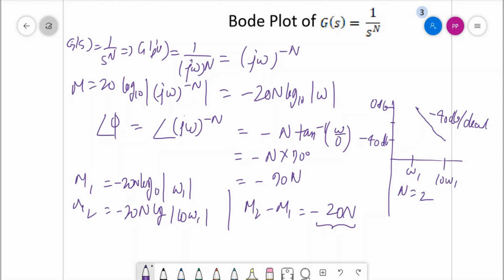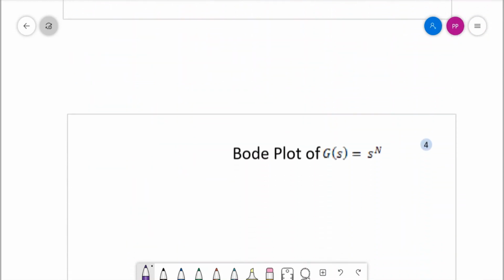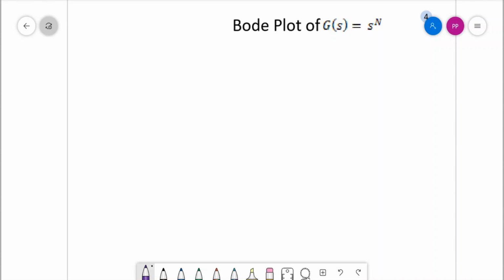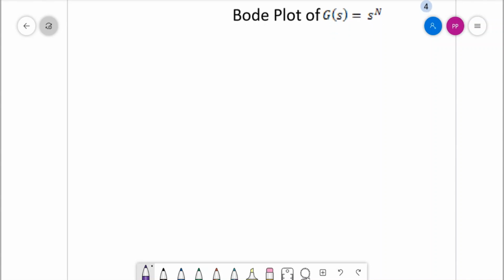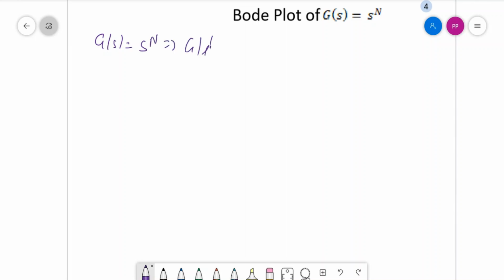Let us find similarly how the plot of s power n will come. So again we start from the concept. We shall write G(s) equal to s power n, which implies that G(jω) equals (jω) to the power n. So it means the magnitude is 20 log base 10 of mod of (jω) power n.